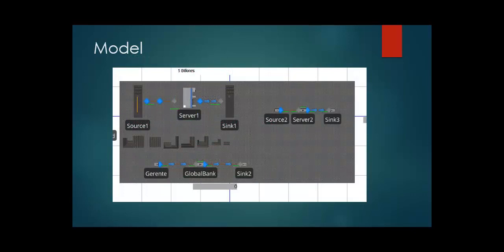The model we will use is the following. We have a source, a server one, a gerente, a global bank, sink 1, sink 2, source, server 2, and sink 3.